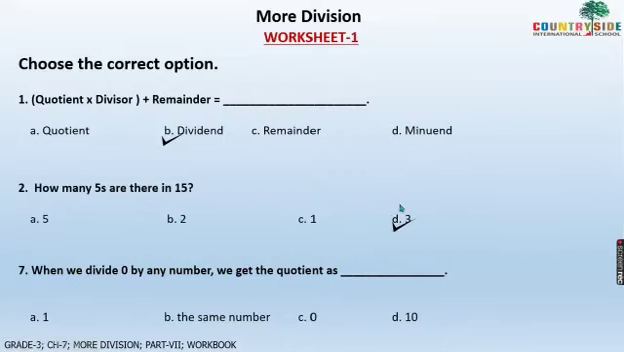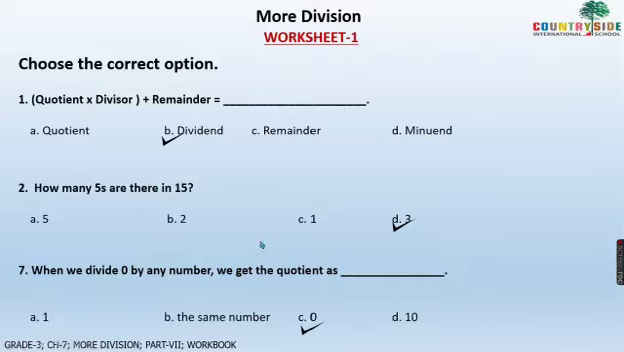Then the seventh question. When we divide 0 by any number, we get the quotient as. Now children, whenever we divide 0 by any number, the quotient will always be 0. This we have already done in the properties of division. So these were the choose the correct options.